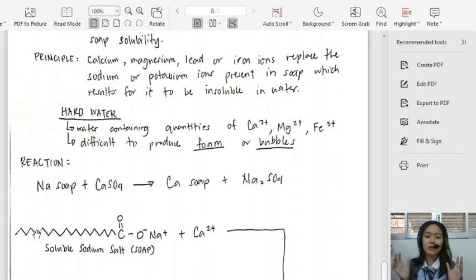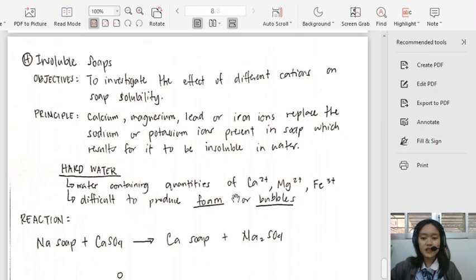So, balimbing siya ba? Soluble siya sa water, soluble din siya sa oil. Kaya, maganda siyang panglinis or pangtanggal ng grease. Okay? So, anong mangyayari kapag pinalitan mo, when you replace the sodium or the potassium, in our case, potassium, di ba? Kasi potassium hydroxide yung ginamit natin sa formation ng soap ninyo. So, anong mangyayari if papalitan mo yung potassium ng other cation such as calcium, magnesium, iron, and lead?